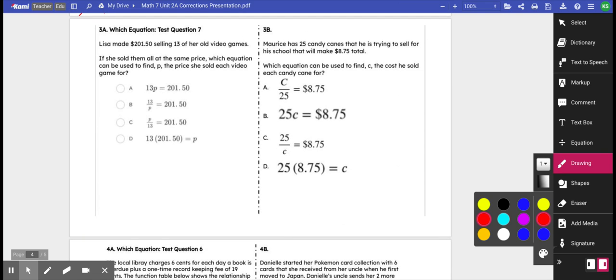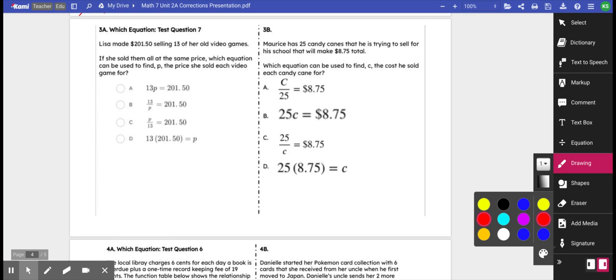Okay, now we're on to problem 3. So problem 3 is another word problem where we have to come up with an equation. So this one says Lisa made $201.50 selling 13 of her old video games. If she sold them all at the same price, which equation can be used to find P, the price she sold each video game for? Okay, so we have to figure out which equation makes sense.